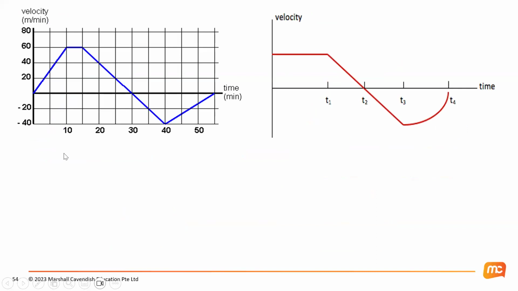Okay, next, a few more examples. How do you interpret this motion? This is a velocity time graph. So the first step, think of the gradient. The gradient gives you the acceleration.